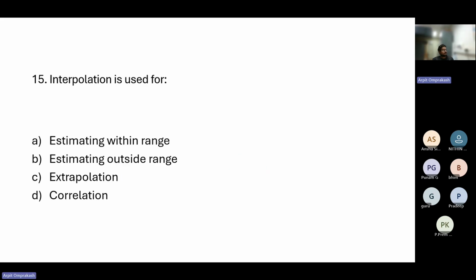The next question is, interpolation is used for A, estimating within the range, B, estimating outside of the range, C, extrapolation, or D, correlation. Yes, the answer is A, estimating within the range. If you're estimating outside the range, it's called extrapolation. So option B and option C are the same.